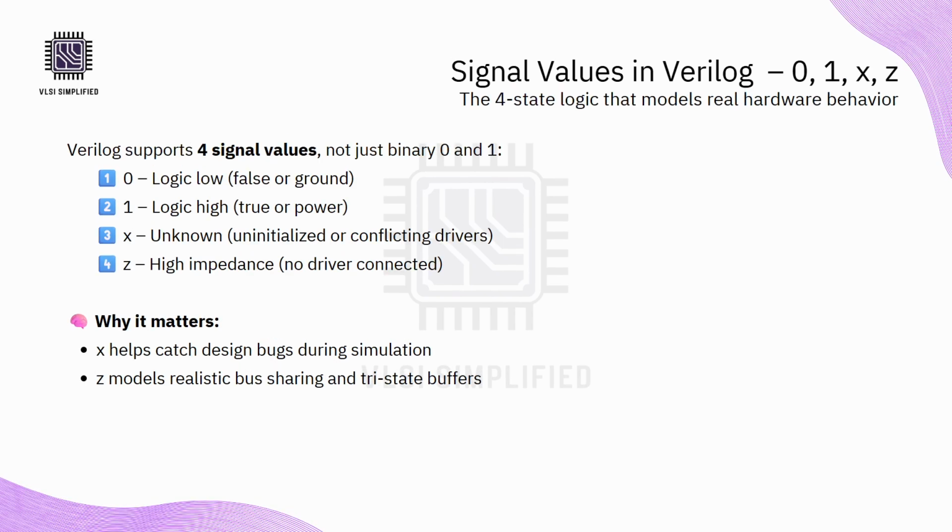When we think of binary systems, we usually think of just 0 and 1, right? But Verilog is a hardware description language. It simulates real electronics, which are often more complex than that. That's why Verilog uses a 4-valued logic system. That is 0, which represents logic low, 1 is logic high, X stands for unknown. This could be due to uninitialized signals or when two sources try to drive conflicting values. And Z, which means high impedance, or in other words, no one is driving that signal, just like an open circuit or a disconnected pin.